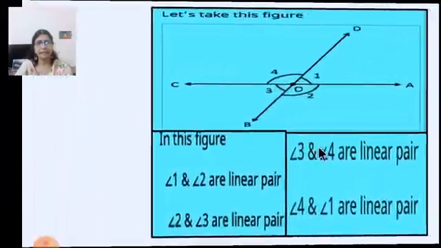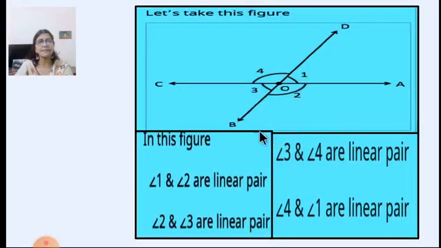Now this is another example. Let us take this figure where two intersecting lines BD and AC are forming four angles: angle 1, angle 2, angle 3 and angle 4. In this figure you can see angle 1 and angle 2 are a linear pair because they are forming on the straight line BD. Same way, angle 2 and angle 3 are also a linear pair as they are forming on this straight line AC. Same way, angle 3 and angle 4 are also a linear pair as they are forming on this line BD. Angle 4 and angle 1 are also a linear pair as they are forming on the line AC or CA.